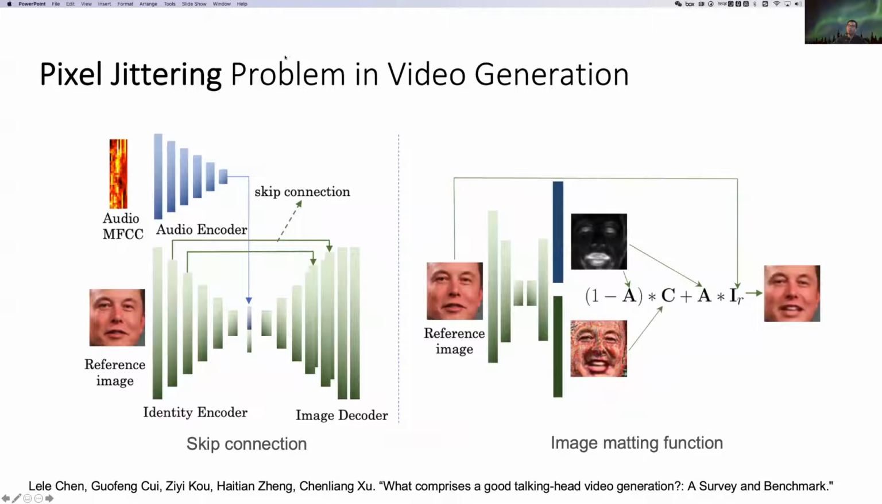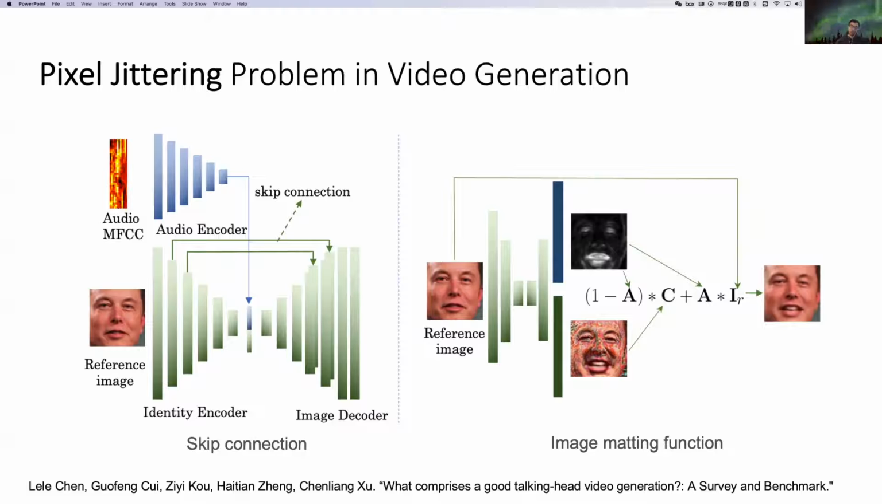And now we talk about the solutions to those problems. First of all, we are going to talk about the pixel jittering problem, and how previous papers solved it. On the left side, we can see a standard approach for talking head generation, and the way this one solves the pixel jittering problem is by utilizing skip connections.